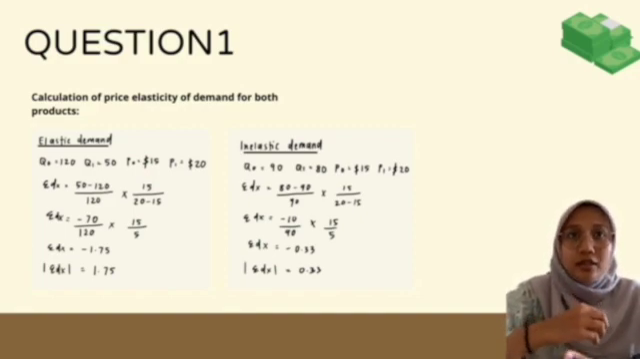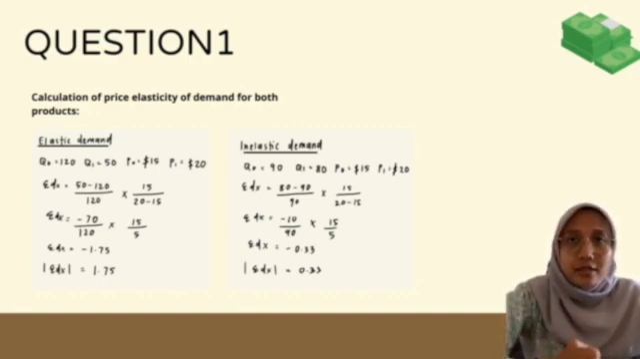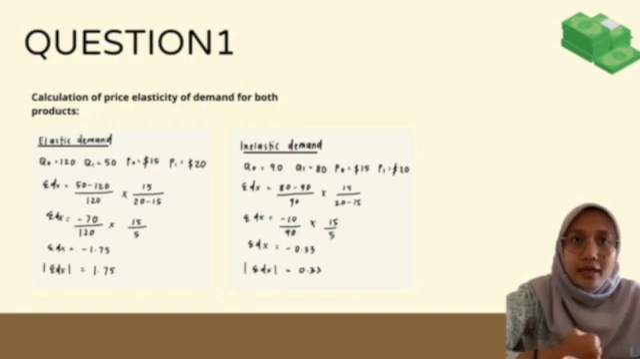Same goes for the inelastic demand product. We got negative 0.33 for the answer, but the final answer would be 0.33 as we use absolute value to exclude the negative sign. In this case, as the PED is less than 1 but more than 0, demand is not very responsive to the price changes, and if the price increases by 1%, the quantity demanded for the product will decrease by 0.33% and vice versa.